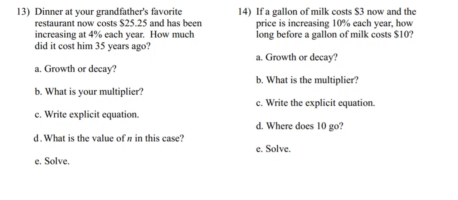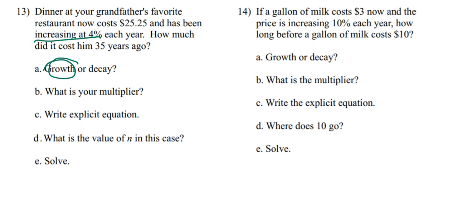For number 13, it says, dinner at your grandfather's favorite restaurant now costs $25.25 and has been increasing at 4% each year. How much did it cost him 35 years ago? Okay, so increasing at a rate of 4% each year. So that's going to be growth. Now, this is a little weird because even though it's growth, they're asking us for what it was in the past. So we do have to go backwards. So it will get lower, but don't change the fact that this is still growth.